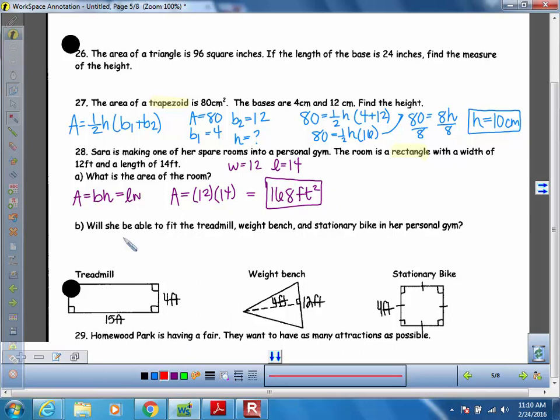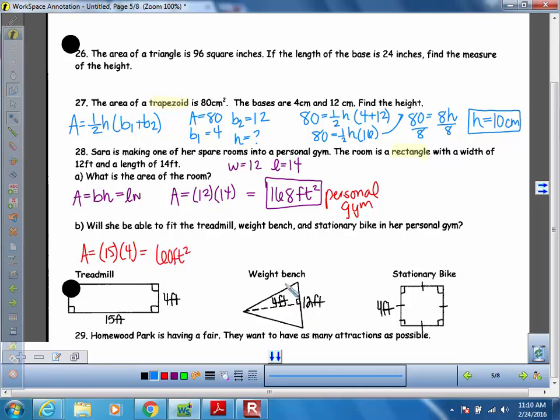Part B asks, will she be able to fit the treadmill, weight bench, and stationary bike in her personal gym? So this is the area of her personal gym. Now I want to find the area of each of these three to make sure they would fit in this. So this is a rectangle, so we would do area equals base times height, so 15 times 4. And that would give us 60 feet squared.